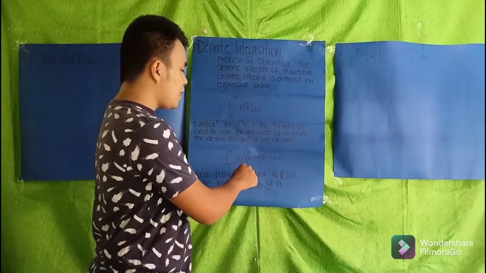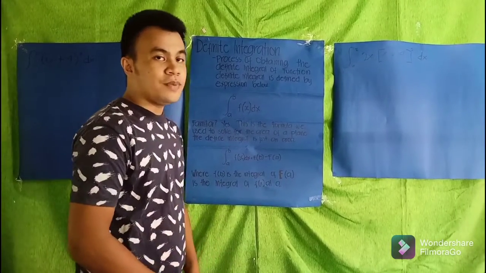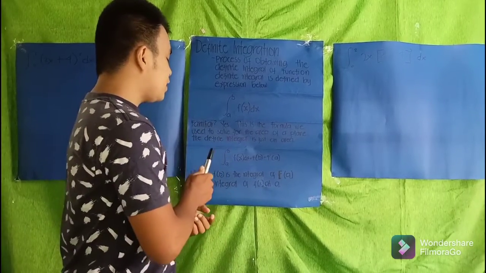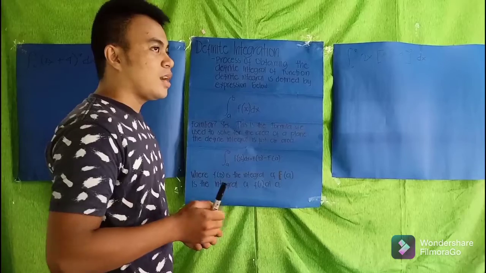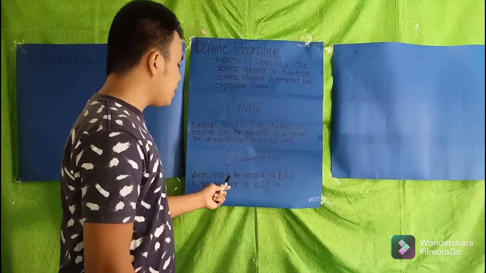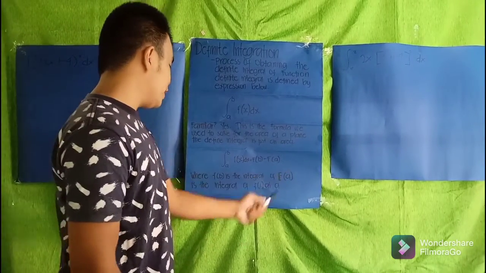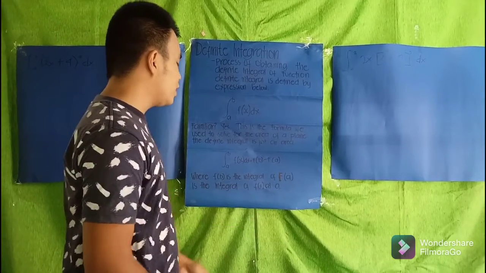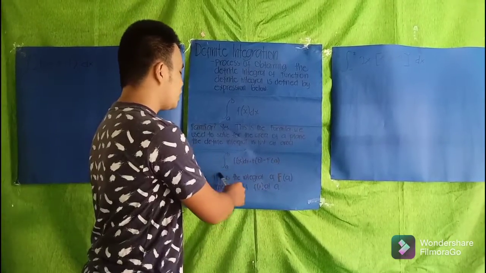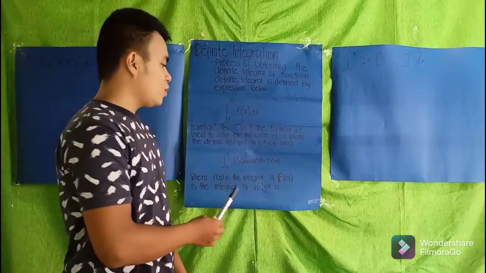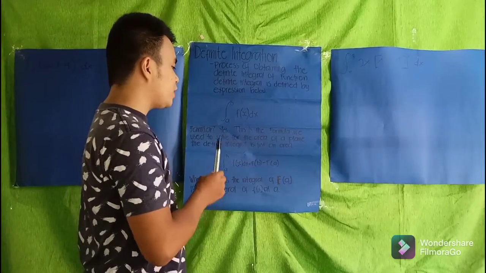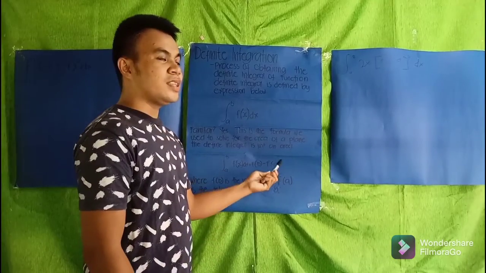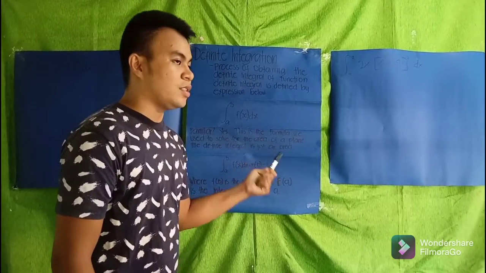The integral of f of x dx from a to b is equal to F of b minus F of a. That is the formula of the definite integral, where F of b is the integral of f of x at b and F of a is the integral of f of x at a. So this formula is what we are going to use when we are solving the definite integral, when we are done integrating the equation.